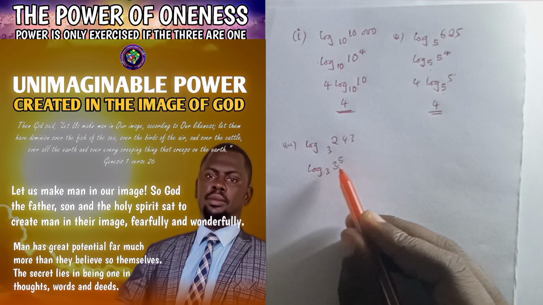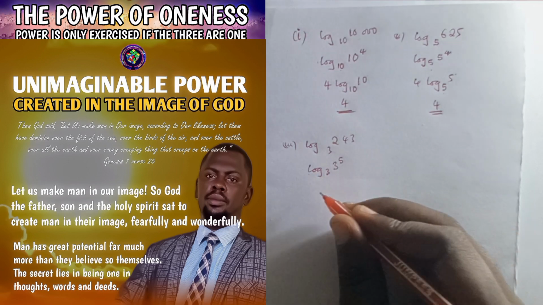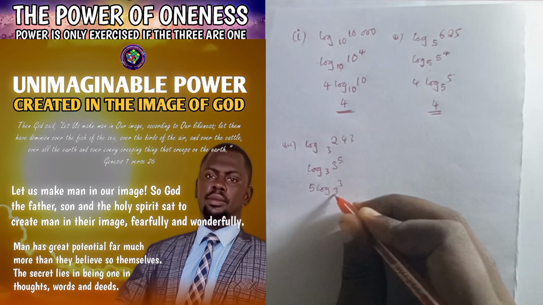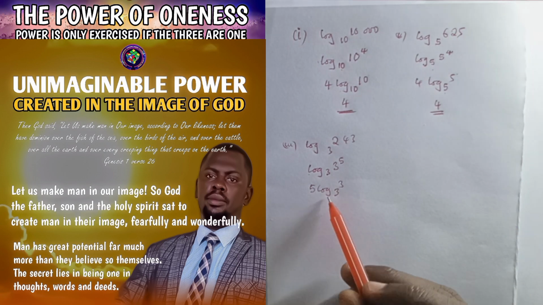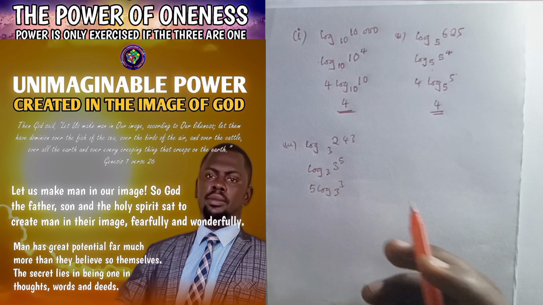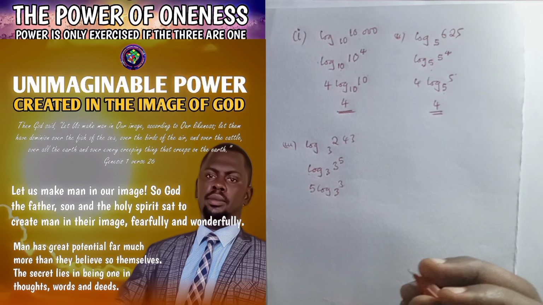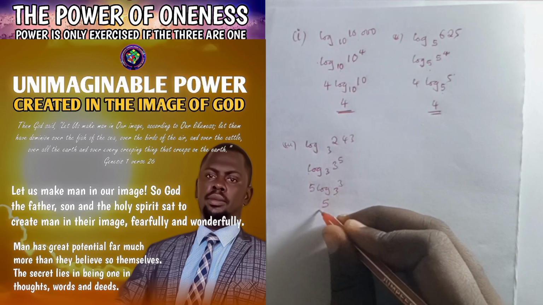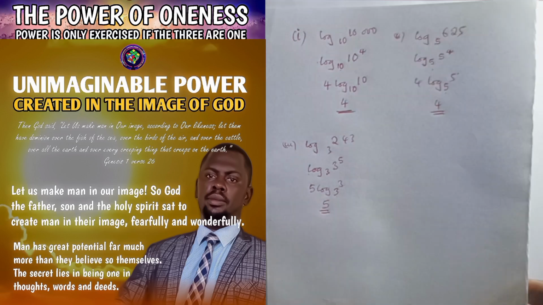Then this power, we can bring it down there, so it will be 5 log of 3 base 3. Again, log of 3 base 3, this is a 1, since the log and the base are equal. Okay, so log of 3 base 3 is 1. 1 times 5, you get 5. So that is the answer.